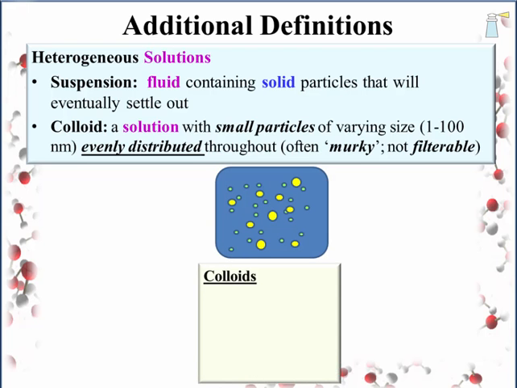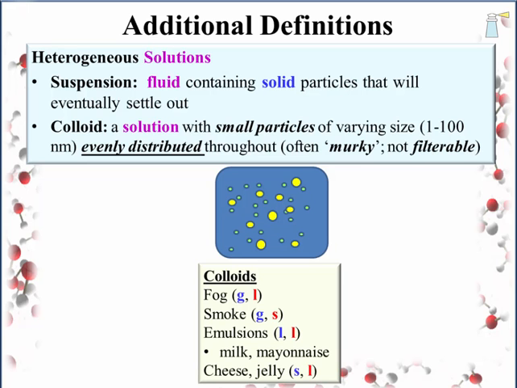Commonly found colloids include fog, water droplets of different size, liquid, evenly distributed within the air, a gas solvent. Smoke, tiny particles of ash, solid, distributed in the air. Emulsions, that is where small particles of one liquid are evenly distributed within another. Milk and mayonnaise can be considered emulsions since they have small drops of fat distributed within a water base. Same goes for cheeses and jellies. That concludes the definition portion of the lecture.